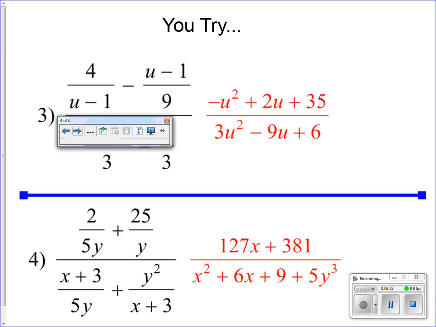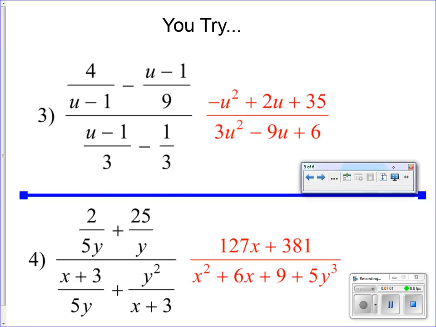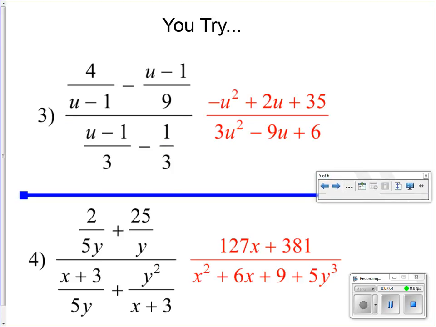So there's two example problems for you. What you should do at this time is you should try numbers 3 and 4 here, and the answers are here so that you can check your work.